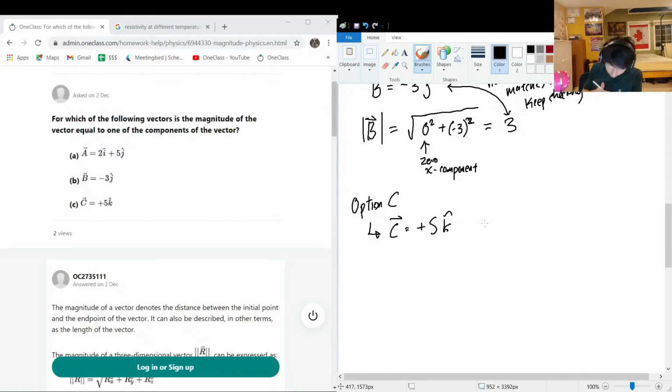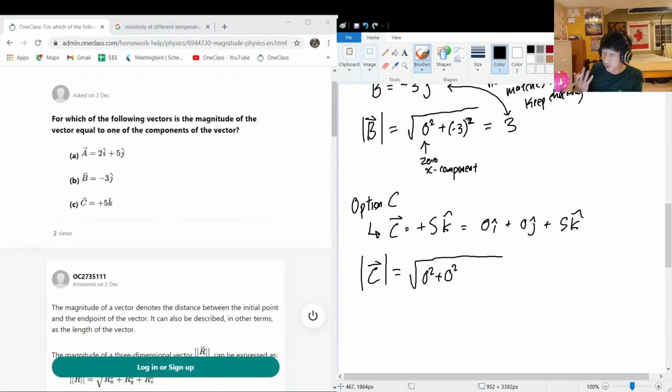So k corresponds to the z direction, so we have 0i plus 0j plus 5k. That's the full form of this vector. These mean the exact same thing. This is just to show this could be a three-dimensional vector, but only the z direction is relevant to this particular vector. Okay, so to take the magnitude of vector C, we would do 0 squared plus 0 squared. Honestly, the more you get familiar with this, the less you need to write the 0 squared, but I just want to be 1000% clear about this. And then plus 5 squared is equal to the root of 25, equal to 5.